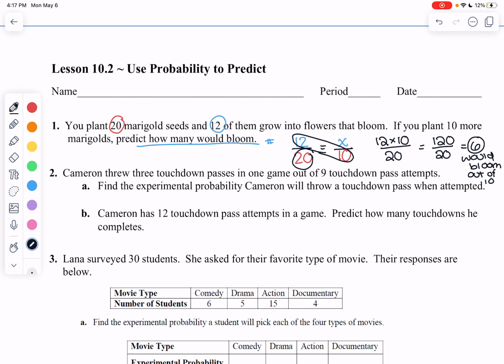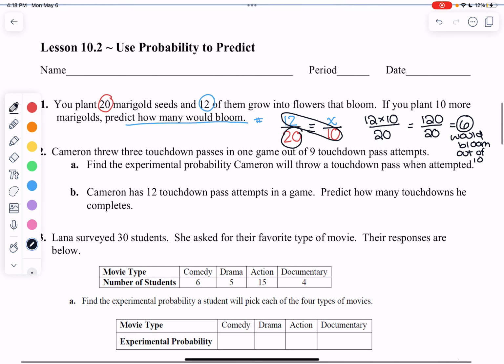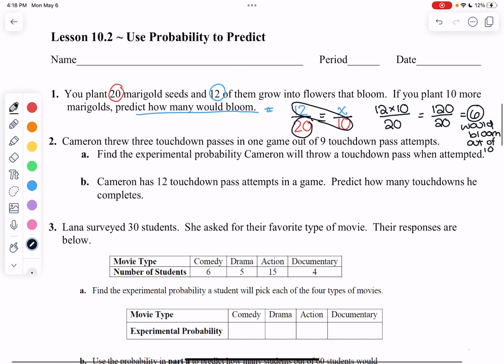All right, number 2. Cameron threw 3 touchdown passes in one game out of 9 pass attempts. So what's the probability that he throws a touchdown pass when attempted? Okay, so if I want to know about touchdowns, that is the thing I want to happen, and that happened 3 times, so that's what goes on top. It says out of 9, which implies that 9 is my total. So it's going to be 3 over 9, okay? If you wanted to type ABC into your calculator, 3 ABC 9 would simplify to 1 over 3.